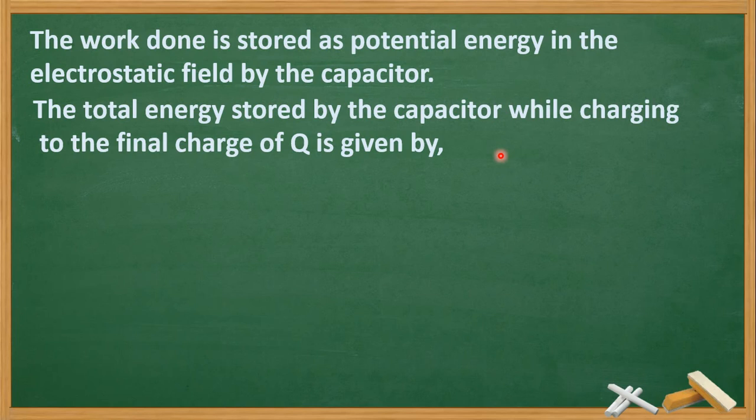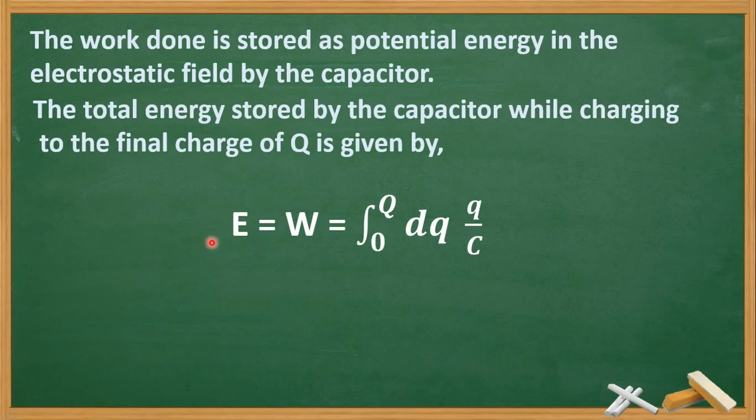Now, when the capacitor is fully charged to its final charge Q, the energy stored in the capacitor will be the integration of dq Q upon C. The electrostatic potential energy is actually the work done in shifting total charge Q from 0 to Q, integration from 0 to Q of dq Q upon C. This C is an inherent value, not a dependent value, so we can simply put it outside the integration, and after putting the limits, our integration will be Q square upon C. So E is equal to Q square upon 2C. This is the value of energy stored in the capacitor.